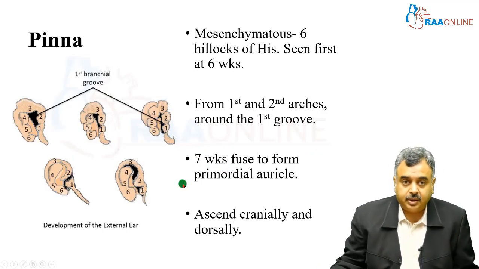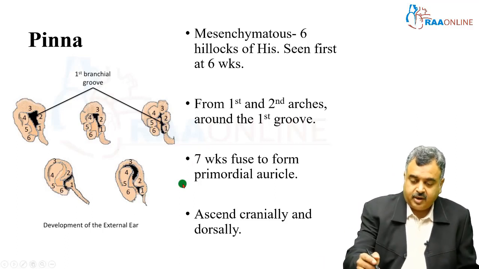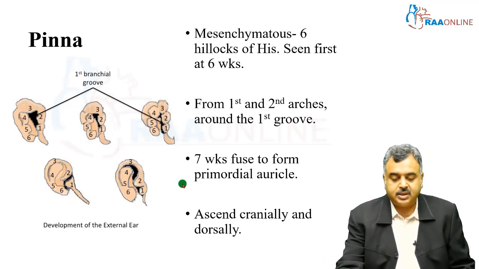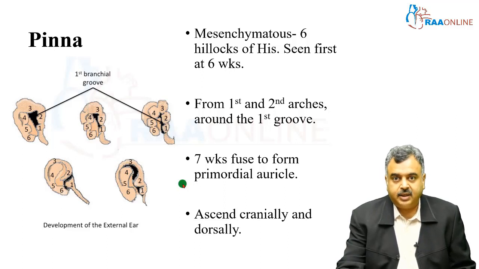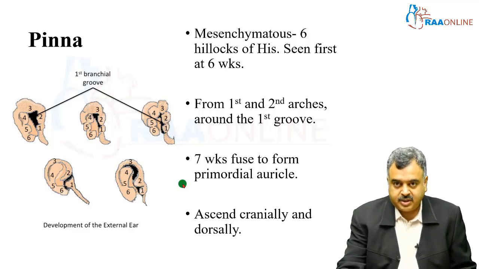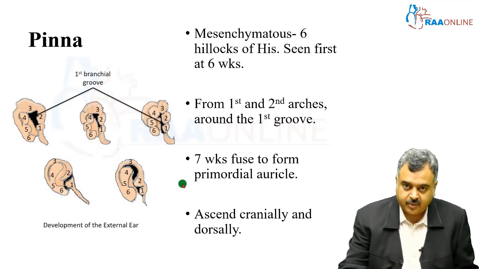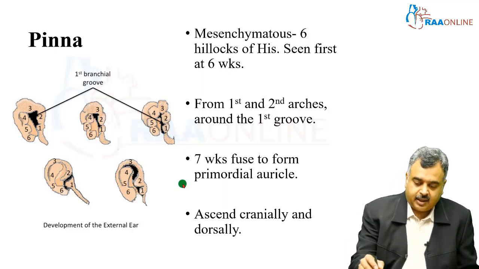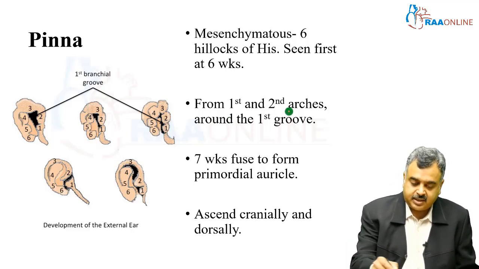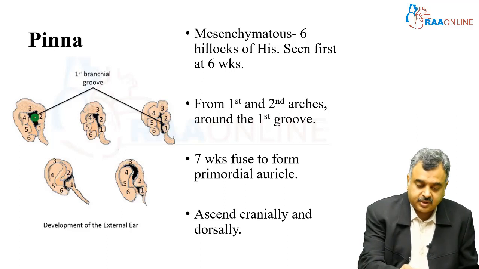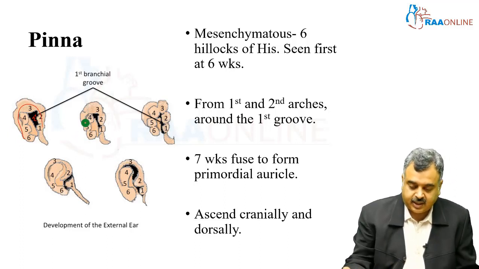So this is how the pinna develops. We have 6 hillocks of His, which are basically mesenchymatous tissue, first seen at 6 weeks of development. This arises from the first and second arches around the groove. So this is the first branchial groove, and you have the mesenchymatous hillocks here, which develop from the first and second arches.